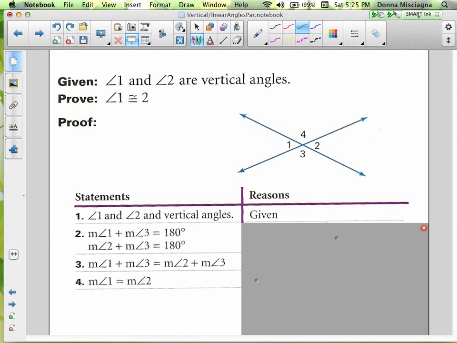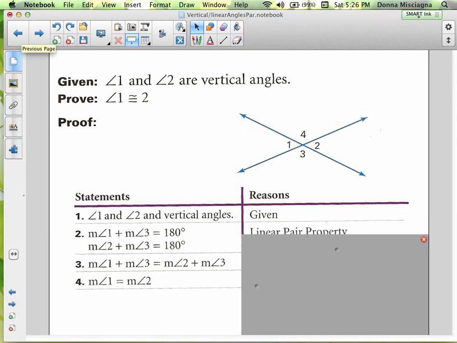Here's angle 1. Here's angle 3. What do they make? All right, here's angle 2. Here's angle 3. What do they make? All right, hopefully you figured out what they make. Two adjacent angles formed by intersecting lines. Linear pair property. So those are linear pair angles, and we know linear pair angles are always supplementary.